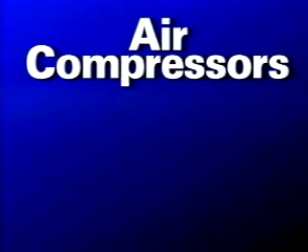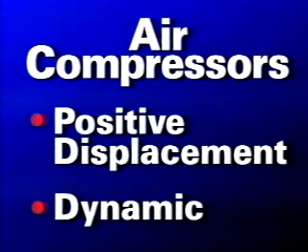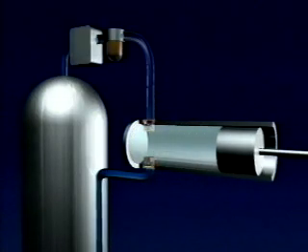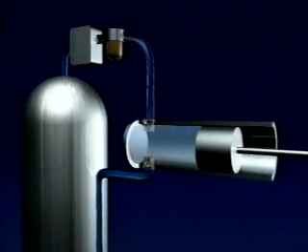There are two basic types of compressors. The bicycle pump is the simplest example of a positive displacement air compressor. The other type is a dynamic compressor. In positive displacement compressors, the air is physically squeezed by a piston or rotor.